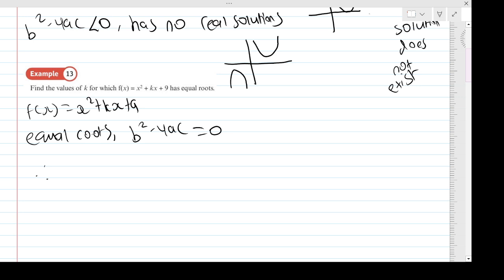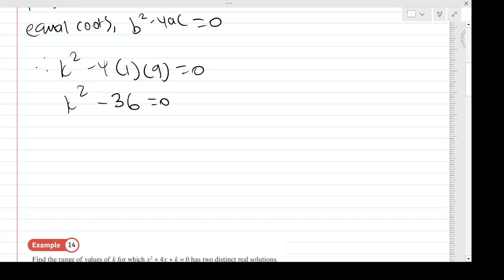So b squared is k squared, minus 4 lots of a, and the coefficient of x squared is just 1, so it'd be 1. And then c is the number at the end, which is positive 9. We set this to 0 in order for there to be equal roots. This gives us an equation for k that we can solve. So k squared minus 4 times 1 times 9, that's minus 36. Then I can solve this.